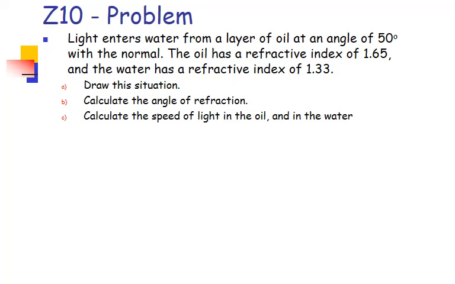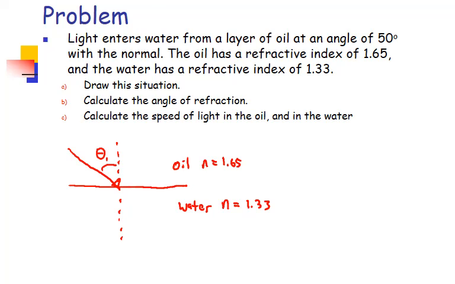All right, so in this one, light enters water from a layer of oil at an angle of 50 degrees, and oil has a refractive index of 1.65. The water has a refractive index of 1.33, and we want to find out the angle of refraction, and then also the speed of light in oil and in the water. So again, make sure your calculator's in degrees, and remember the inverse function will help you get an angle. Go ahead and pause the clip and give it a try, and when you're ready to check, you can hit play to continue.